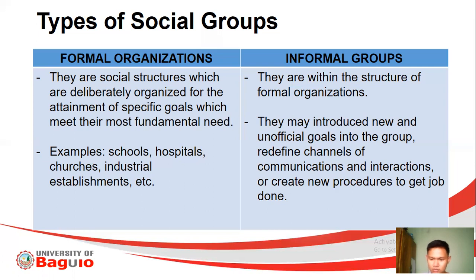Please take note that when you say informal groups, these are the groups within the formal organization. And it's not only limited to departments or offices. It can also be students or student organizations. They also have the power to voice their own will, what they feel as students. For example, we have the SSC, right? The Supreme Council, the highest organization organized by the students of a certain school.